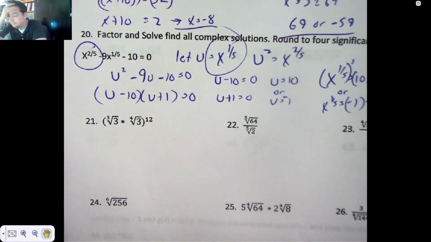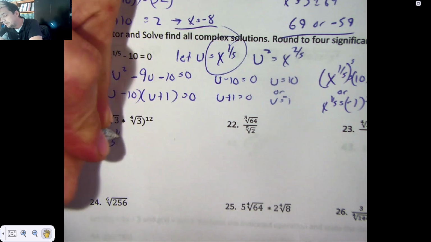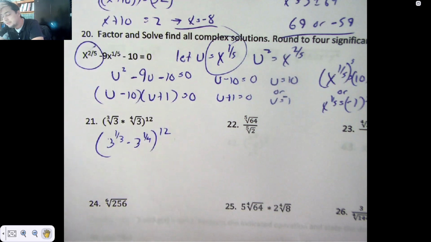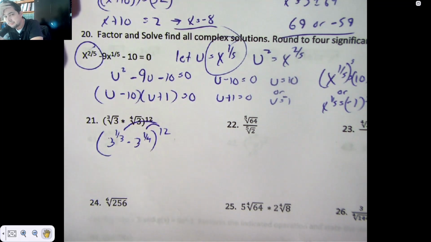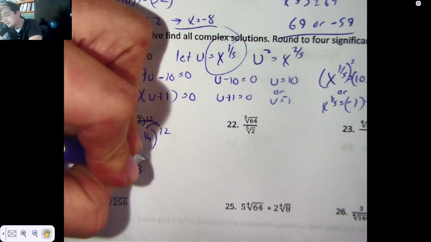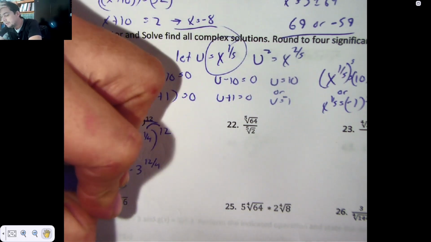These are ugly. All right, so these can get rough. Let's talk about what's going on here. We have 3 to the 1/3 power times 3 to the 1/4 power, both raised to the 12th. Now, there's lots of rules you could do here, but the first thing you should probably do is to distribute this 12 in exponential space. 3 to the 12 over 3 times 3 to the 12 over 4. 12 over 3 is to the 4th, and 12 over 4 is cubed.